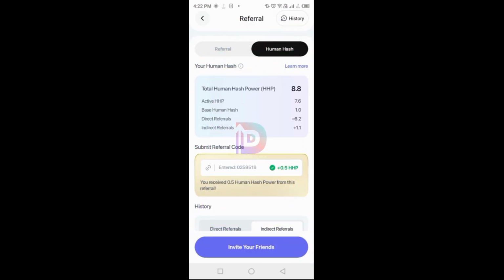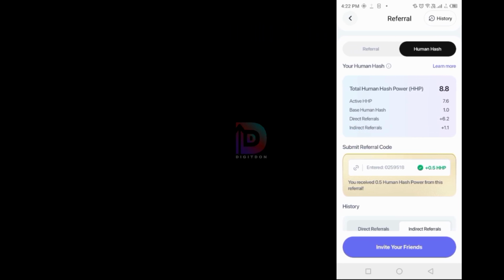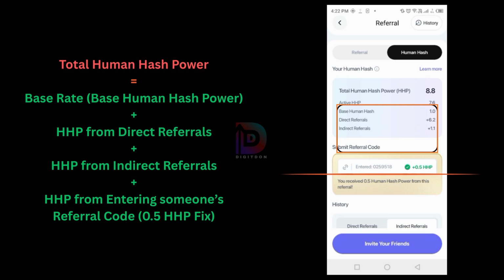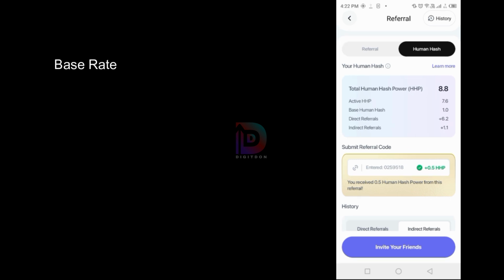Let's recall the formula for calculating total human hash power, HHP. The total HHP is obtained by adding your base rate, the HHP from direct referrals, the HHP from indirect referrals, and the HHP gained through the referral code you entered during registration. So let's add them all according to this formula. Base rate, the initial HHP received from InterLink, is 1.